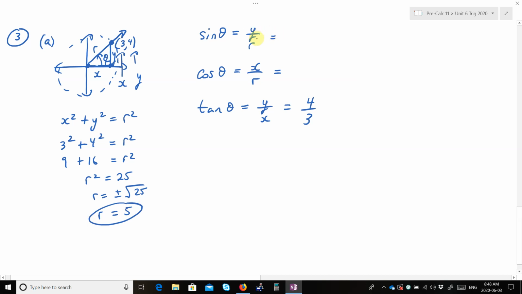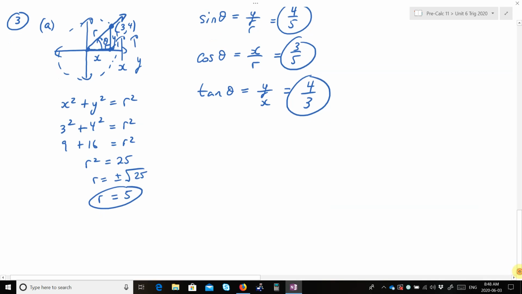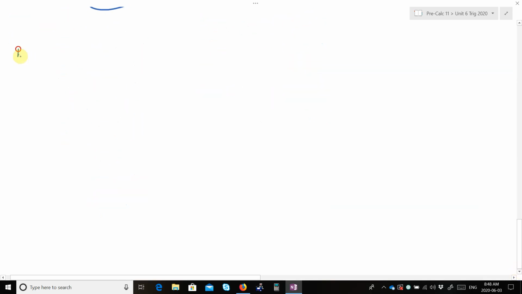Okay, so sine is y over r, so 4 over 5. And cos is x over r, so 3 over 5. And so those are the exact trig ratios for sine, cos, and tan. Okay, let's try letter B.